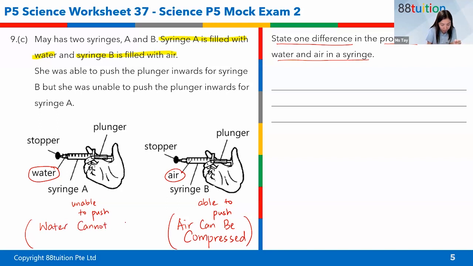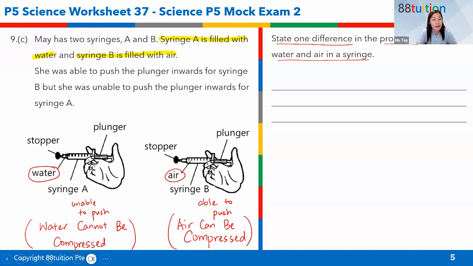cannot be compressed. Do you all see this? Have you all observed this already? And do you recall all these important words? The water cannot compress, but the air can.